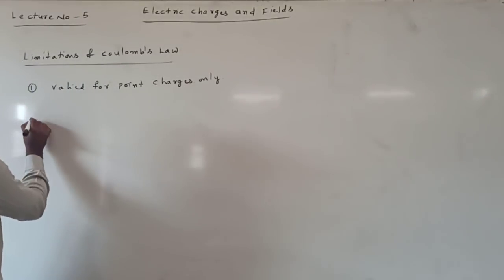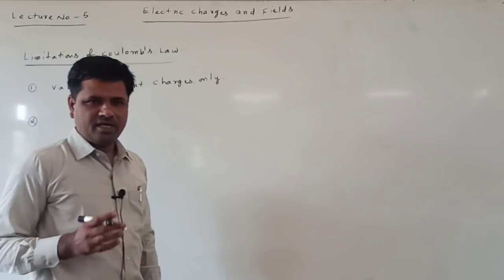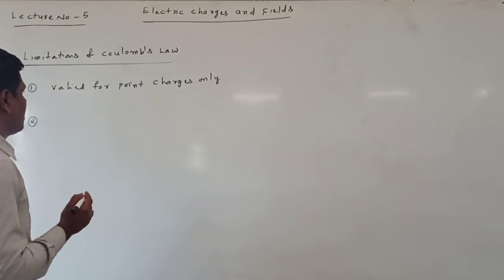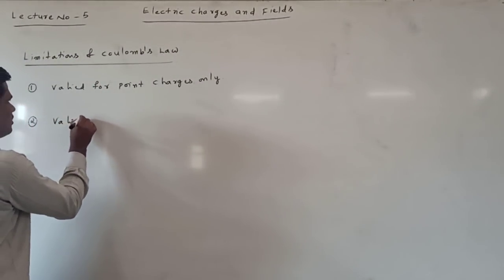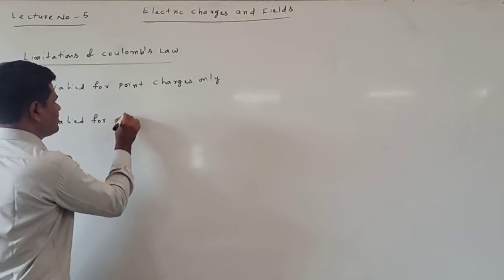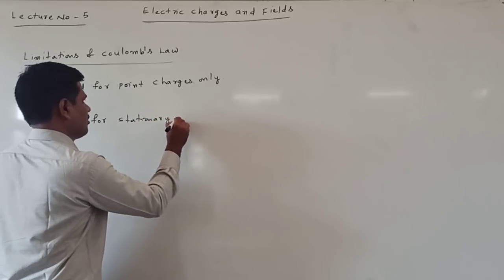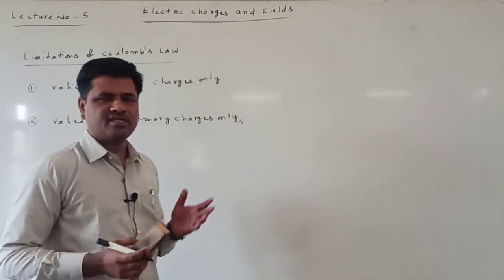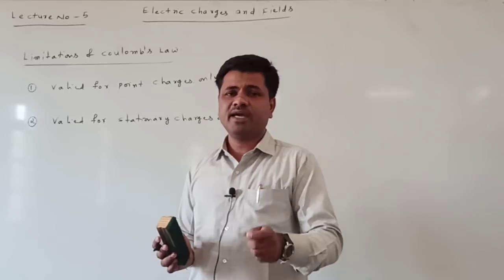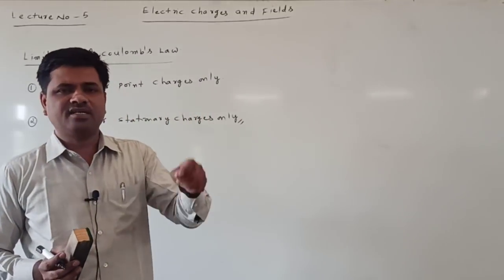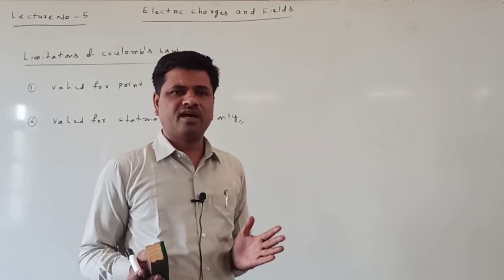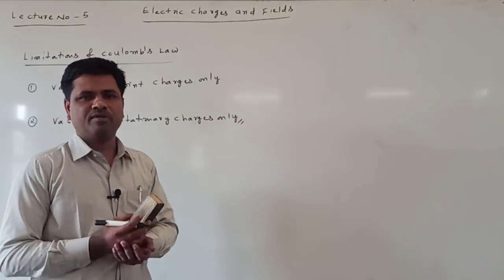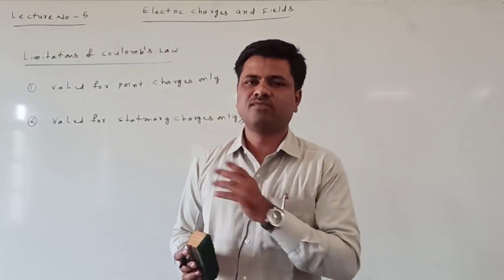Here many limitations are there. Important limitations are only two. That is, Coulomb's law is valid for only point charges. The next limitation is Coulomb's law is valid for stationary charges only. Which charges is it valid for? Stationary charges, meaning charges at rest position. When the charges are in the rest position, Coulomb's law can be applicable, or when charges are point charges. This is called the limitations of Coulomb's law.